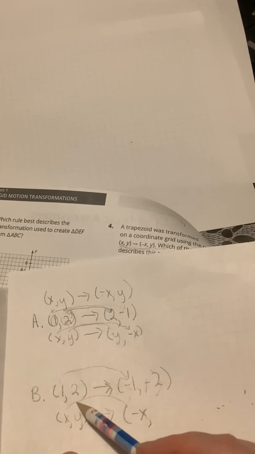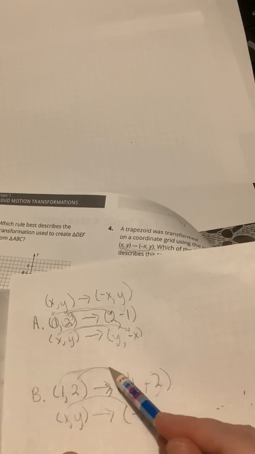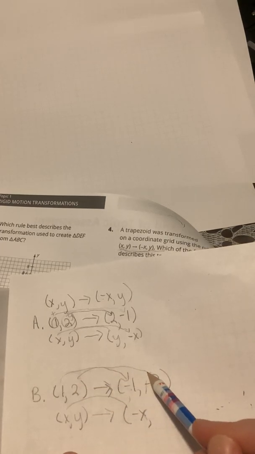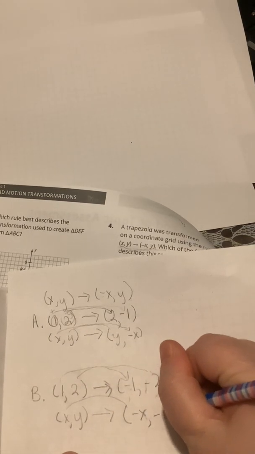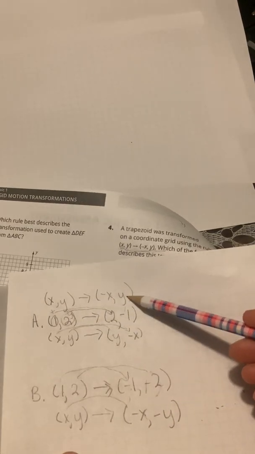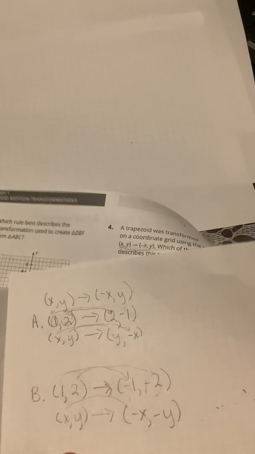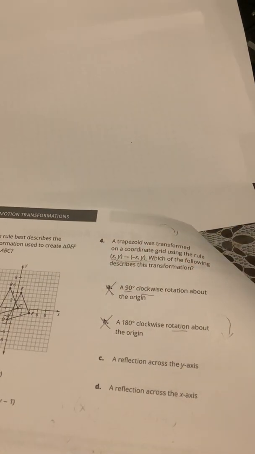All right, and then the y is 2, and I put it in the same place, but suddenly it's become negative. So negative y. Now, does that match? Well, this says negative x positive y. This says negative x negative y. So B is not correct. It is not a 180-degree clockwise rotation.